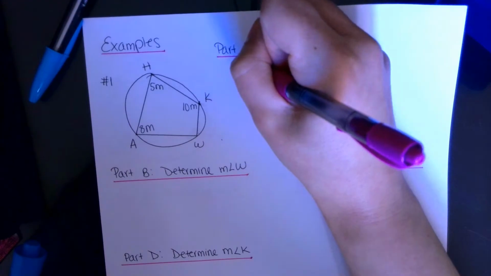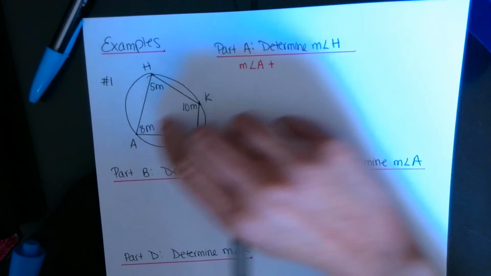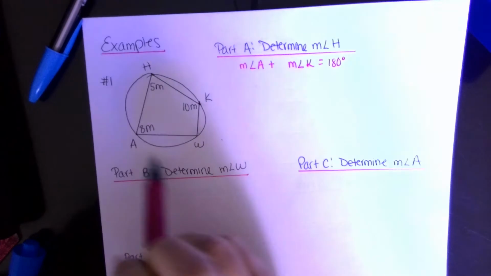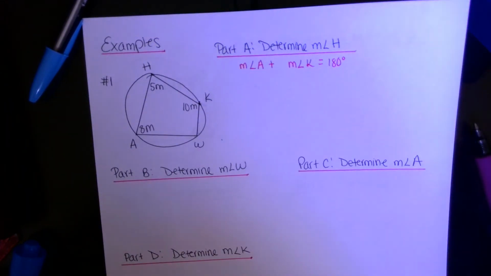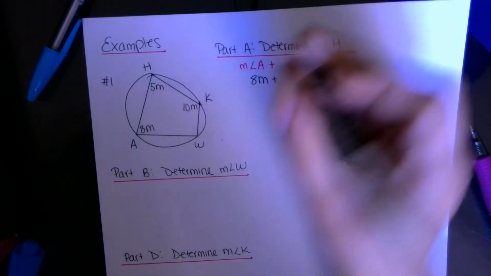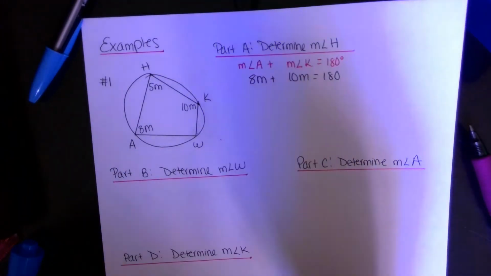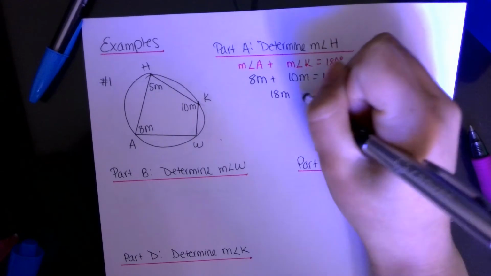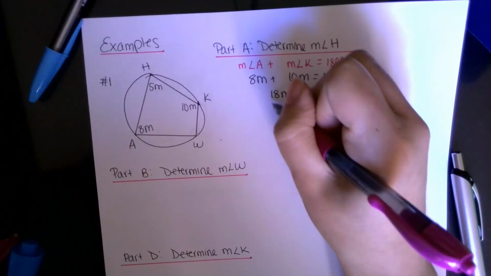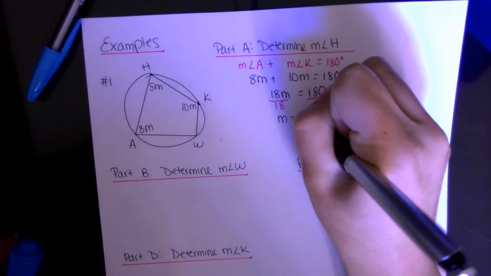So we're going to use the measure of angle A plus the measure of the opposite angle, which has to equal 180. Again, only because I don't have anything for W, the opposite of H. So it's 8M plus 10M equals 180. Combine like terms. I have 18M equals 180. I want to solve for M, so since it's being multiplied by 18, let's divide. So M will equal 10.